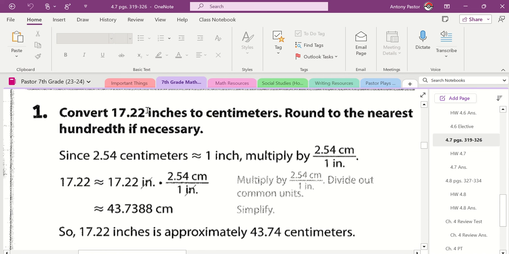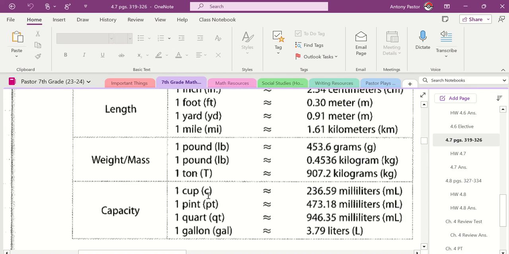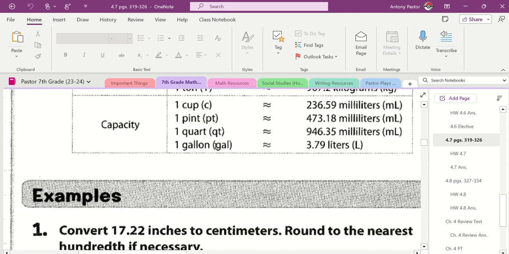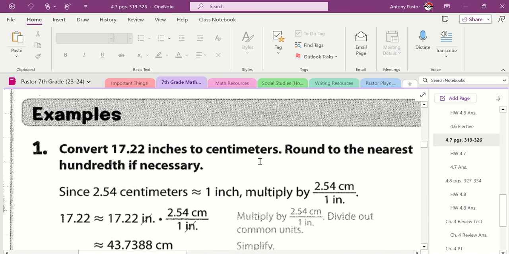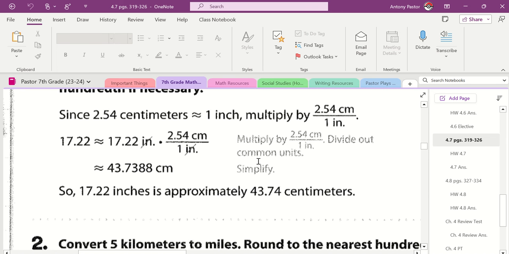Convert 17.22 inches into centimeters. Round to the nearest hundredth if necessary. And this is where it's going to be very important that we have our check. So, 17.22 inches into centimeters. We know that 1 inch equals this. And I want to say we just did this one as an example. So we're going to go ahead and skip this one.